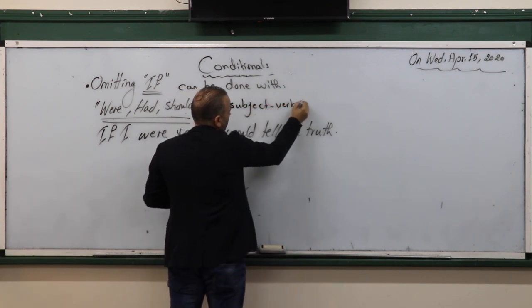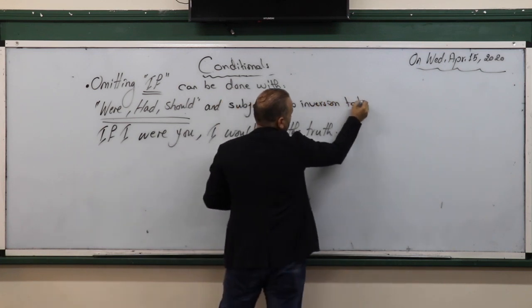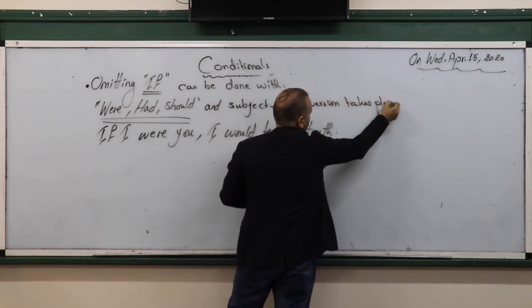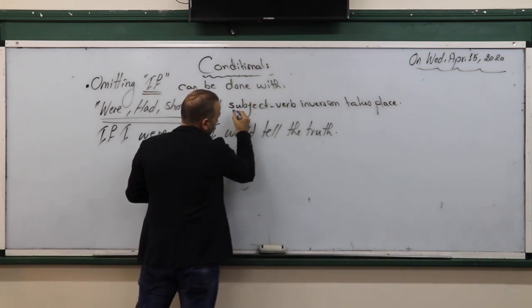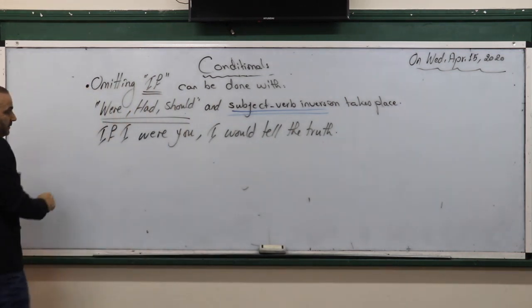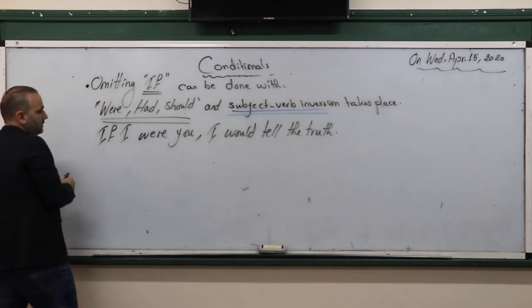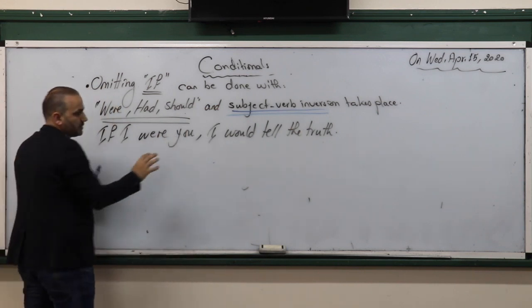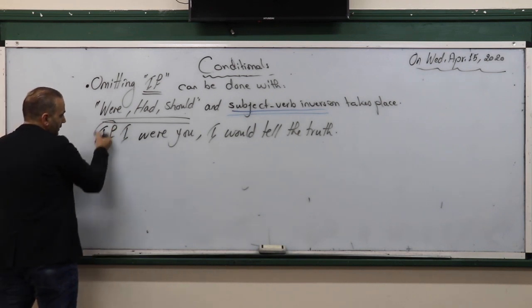Subject-verb inversion takes place. Focus on this, please. Subject-verb inversion: if you want to omit if with these, it should be followed by subject-verb inversion. That's it. If I were you, I'm just giving directly the conditional sentence. If I were you, that's if.